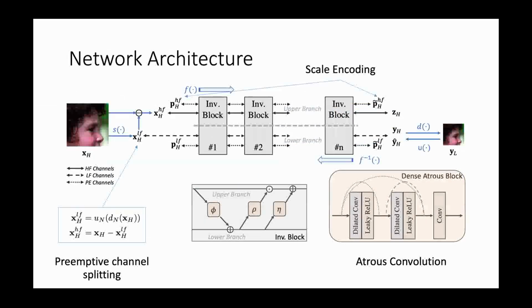This is the detailed network architecture showing the key innovations of our method, including preemptive channel splitting at the beginning and the scale encoding added at both directions and both branches. Lastly, the dense convolution is used to upgrade the original invertible block.